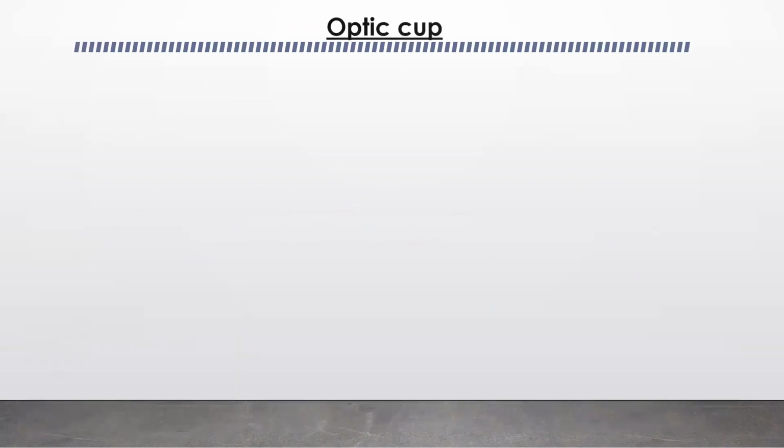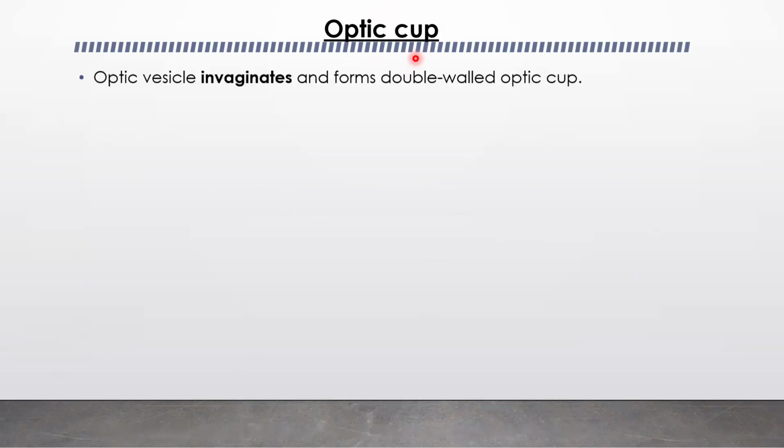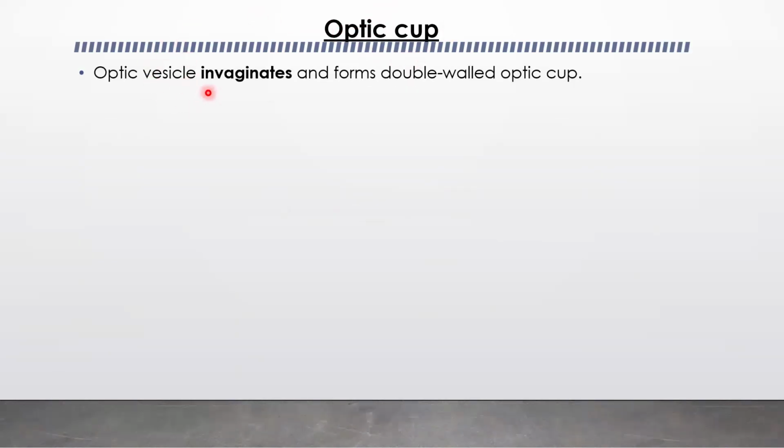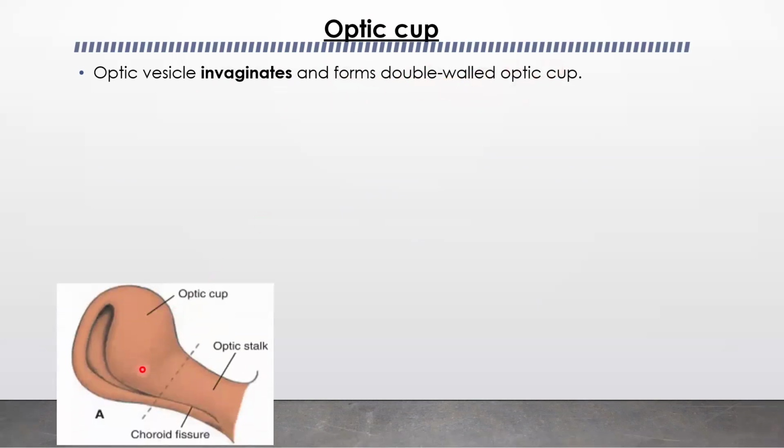For the next slide, we'll be talking about the optic cup, and this optic cup will be coming from the optic vesicle. The optic vesicle will invaginate due to induction from the surface ectoderm of the lens vesicle to form a double-walled optic cup, as we can see here. So we had an optic vesicle which was attached to the prosencephalon, and it invaginates to form a dual layer, a double-walled optic cup.